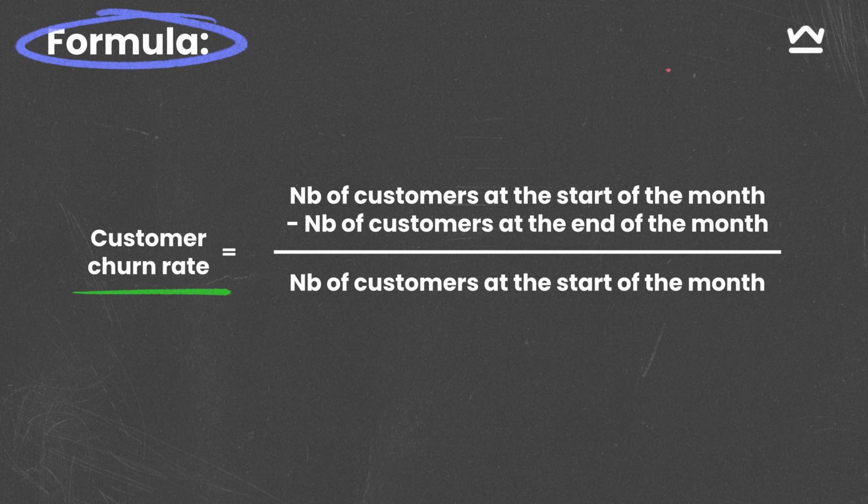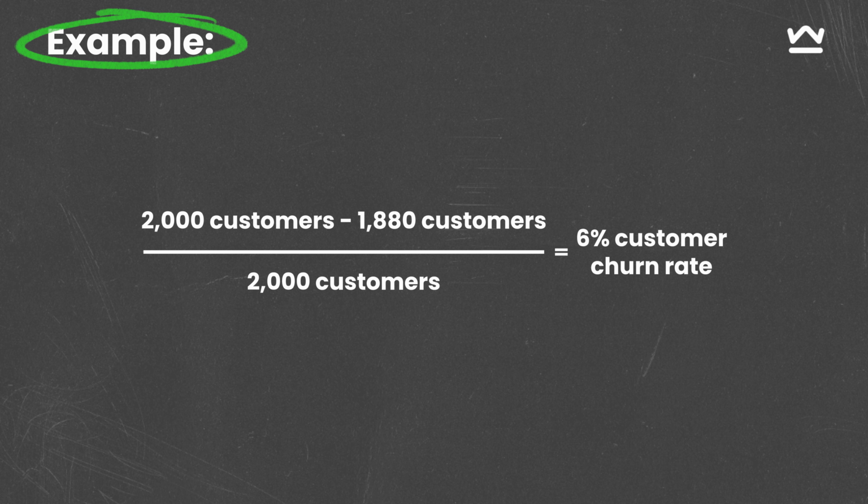It's the number of customers you get at the start of the month minus the number of customers that you get at the end of the month, divided by the number of customers at the start of the month. And that way it gives you, let's say that you have 2,000 customers minus 1,880 divided by 2,000, it would give you like a 6% churn rate. There are different types of churn like gross MRR churn or net revenue churn, but the truth is what matters for you is to always get that number as low as possible.